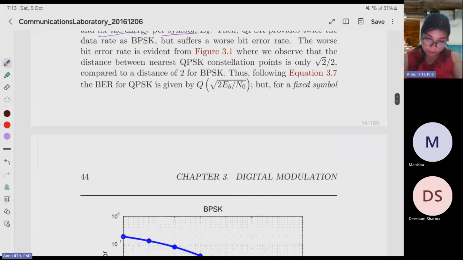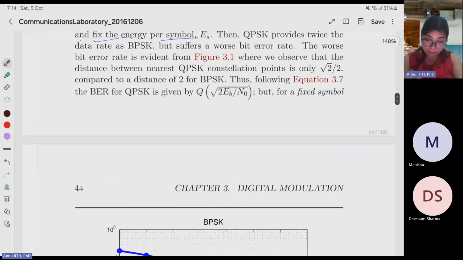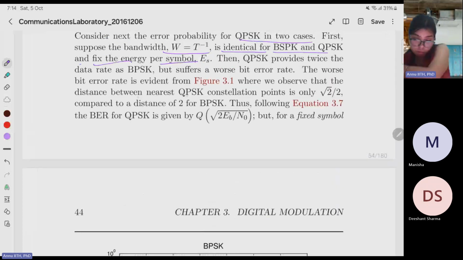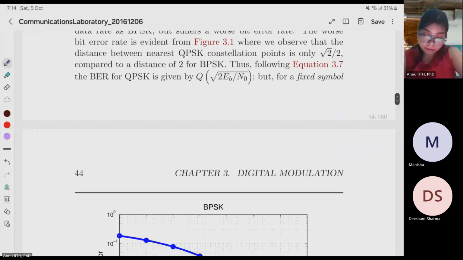The worse bit error is evident in figure 3.1, where we observe that the distance between the nearest QPSK points is only root 2 compared to the distance 2 for BPSK. So QPSK is more spectrally efficient, but from the perspective of probability of error, what do you think? What is the difference in bit error rate for QPSK and BPSK? Basically, it's the same. It's the same. But it is more spectrally efficient. This chapter is done.